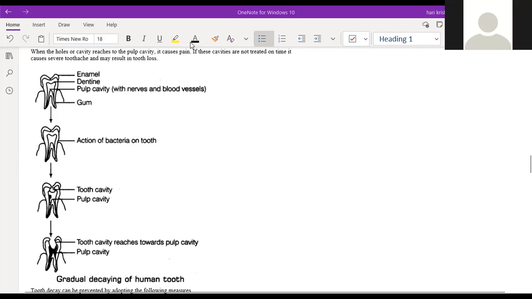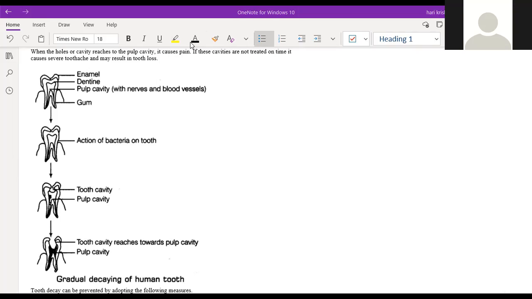Any other methods? What about, go ahead. Yes, sir. How can we prevent tooth decay? I'm not able to hear you. How can we prevent tooth decay?